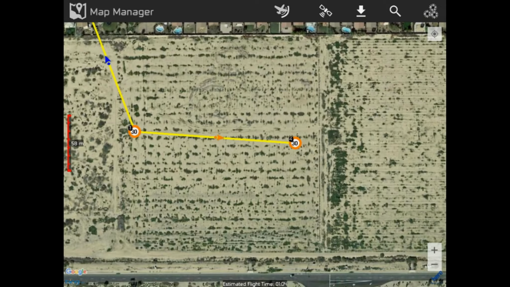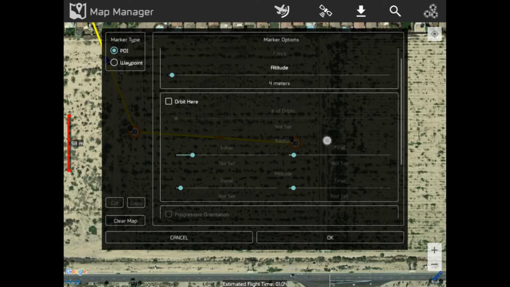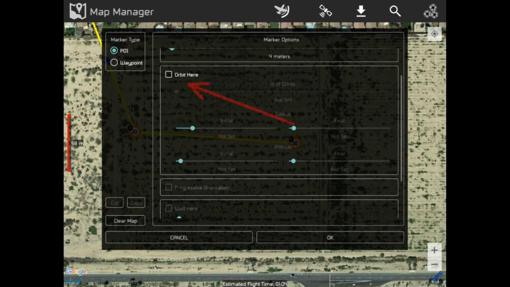Now, we're going to make a point of interest right here, and it's going to be about 4 meters above the ground also. All right, now, you notice it says orbit here. So here's what we're going to do. We're going to say, yes, we want to orbit that. And the number of orbits, well, let's say we want to orbit twice. So we just slide that back to about two orbits, okay?